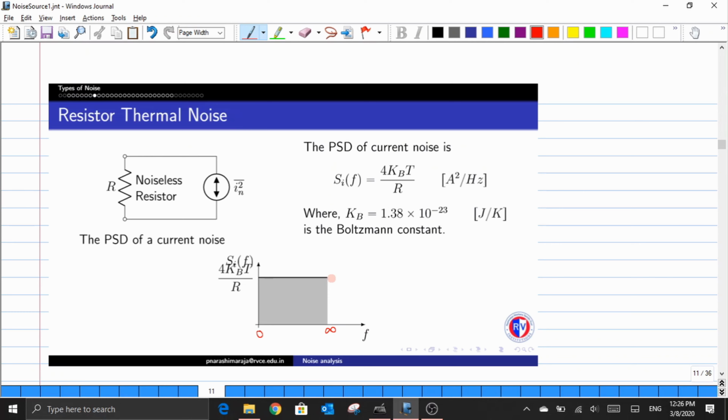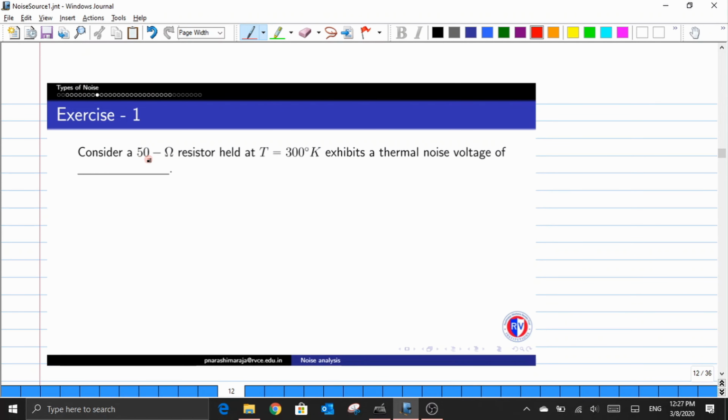Now let us quickly do a small exercise problem. Let us consider a resistor whose value is 50 ohm and it is held at a temperature of 300 degree Kelvin. And now what is the thermal noise voltage that is exhibited by this resistor? In order to compute this, first we need to calculate the power spectral density of the voltage noise source, which is S_V(f), and we know that the expression for this is given by 4 kB T times R, and the only thing that we need to do is to plug in all these quantities from the given value set.